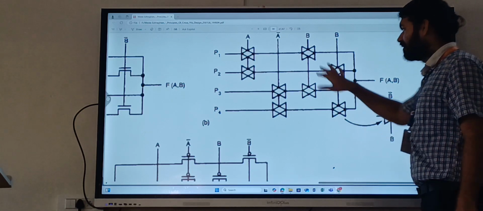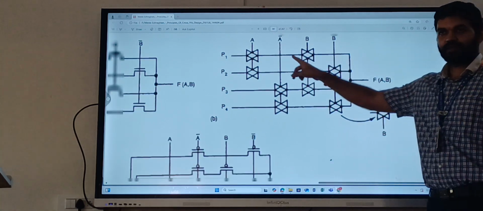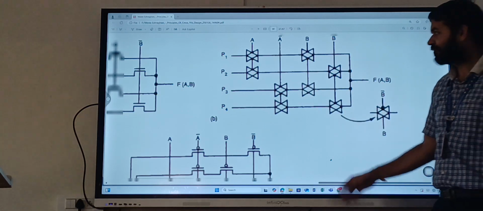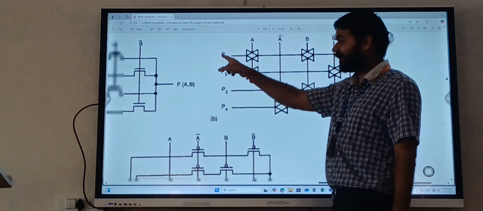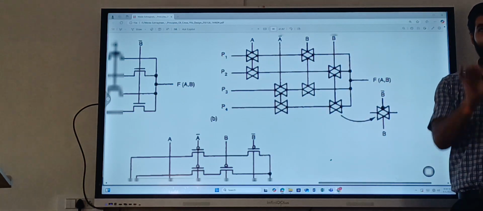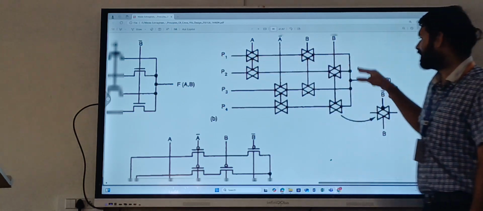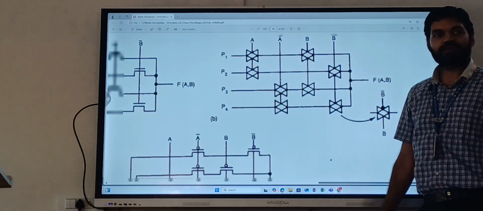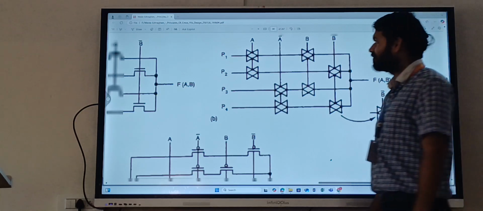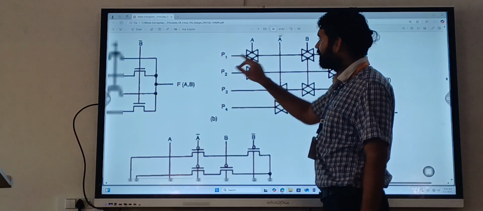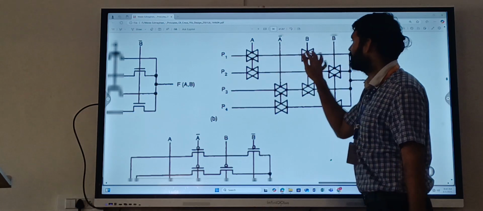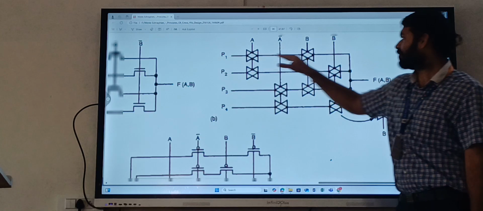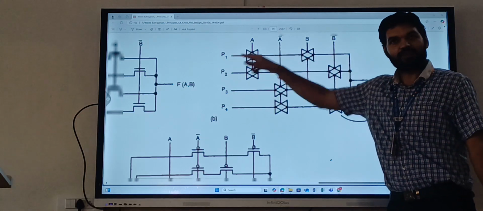Okay. So here you can see, first we will take using TG only. I want to pass some logic P1. I want to pass some input there, then I want to pass it here to the output. So I can use TG. When you want to pass P1, you just turn on this TG and this TG. Both the TGs you can turn on. When both are on, the input will flow to the output.